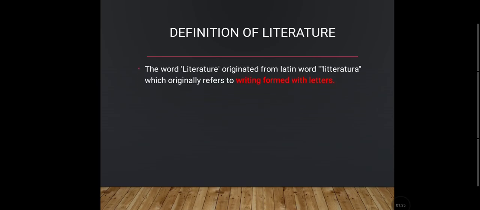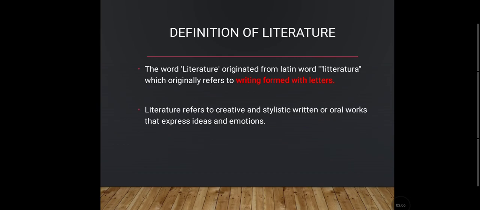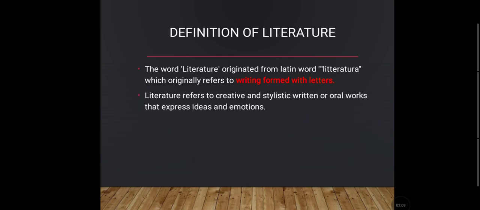So literature is a Latin word, literatura, which originally refers to the writing formed with letters. So literature, the writing formed with letters. Some people write using symbols, but here we are referring to the writing formed with letters. So literature refers to creative and stylistic written works.